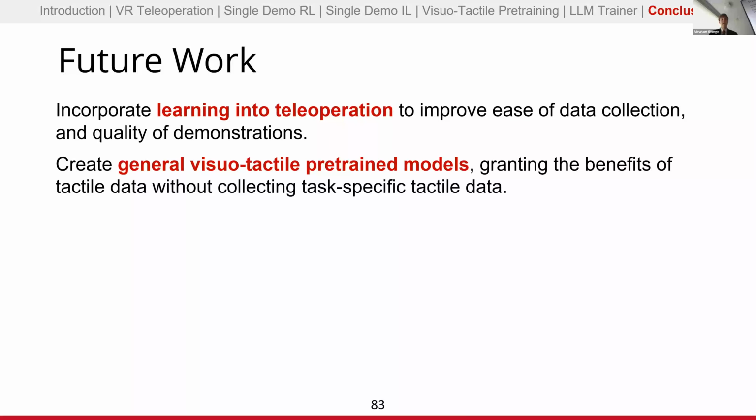Also, we can create general visual tactile pre-trained models. We showed that you can pre-train on different tactile tasks and still use that pre-training on a separate task at inference. So that opens the door for some kind of very large general visual tactile pre-training that we could then use those encodings on a wide range of downstream tasks.